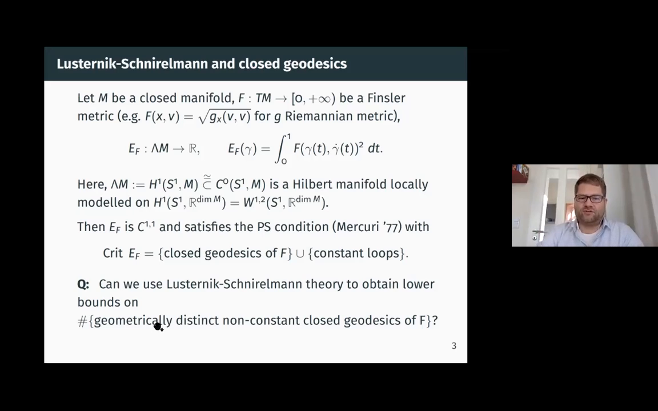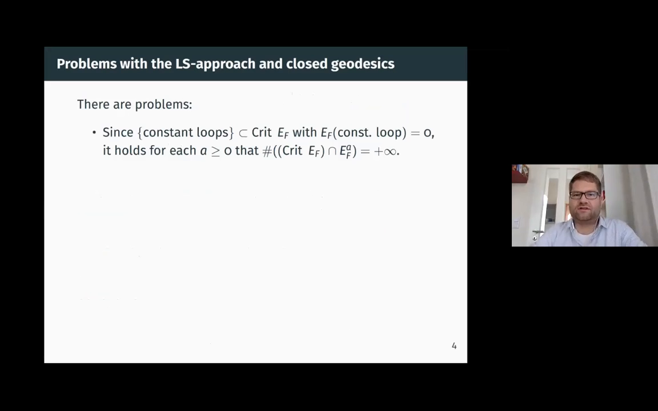And if I write geometrically distinct, I mean that I want the number of geodesics which do not lie in the same orbit or which are not iterates of each other. So this is what we actually want to study. And so it turns out that applying this Lusternik-Schnirelmann theorem is then a very naive wish, because there are several problems that occur from these properties I just mentioned.